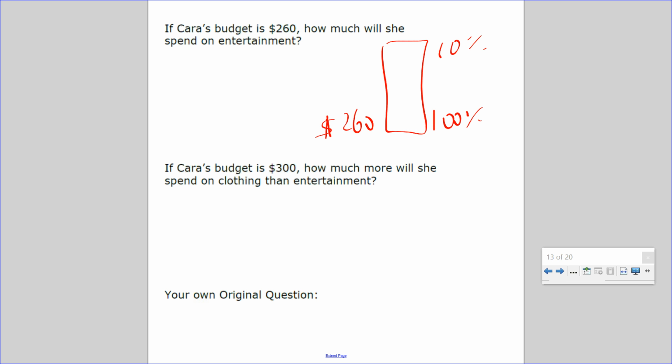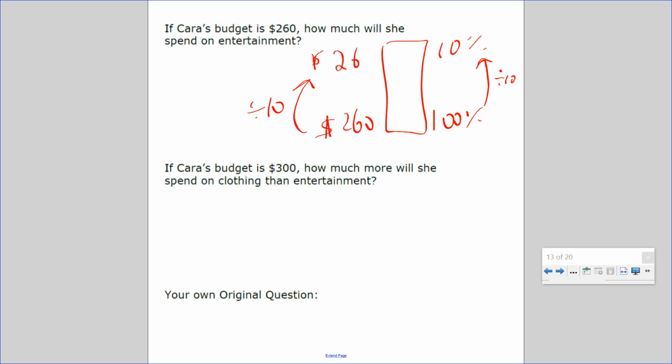So there's many ways you could do this. I'm going to do it. We could do the relationship from 100 to 260. Well, what about this? Up and down. How do you turn 100 to 10? Divide by 10. Divide by 10. So that's $26 is spent on entertainment if she has $260.